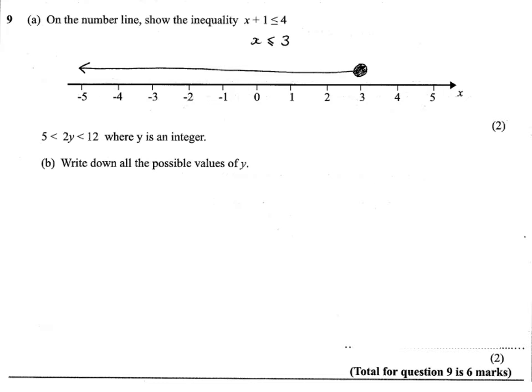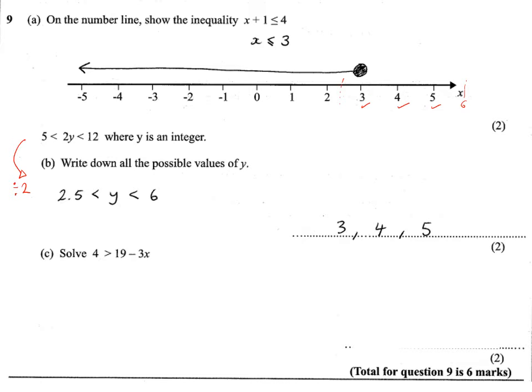Part B, we've got 5 is less than 2y, which is less than 12. We want possible values of y. So first of all, we want to solve this by dividing everything through by 2. And we will get 2.5 is less than y, which is less than 6. Looking at our number line, 2.5 and 6, we can see that our integer values could be 3, 4 or 5.